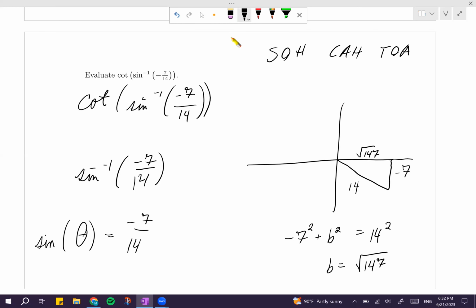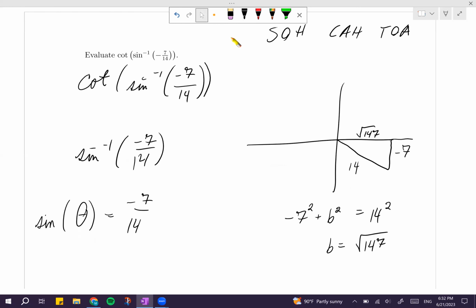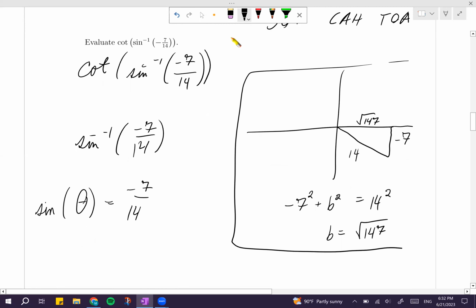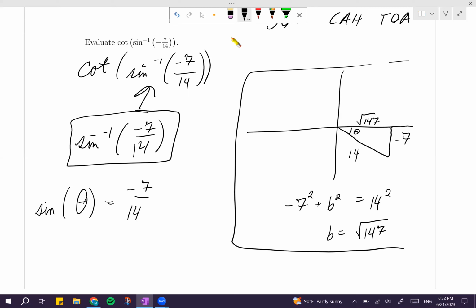I trust that you can figure out Pythagoras' theorem. We've done several examples of this before. All right. So now that I have this, I know that my angle theta makes this triangle. All righty. So whatever this sine inverse of -7/14 is, whatever this theta is, whenever I plug it in here, I'm going to have to find the cotangent of that theta.